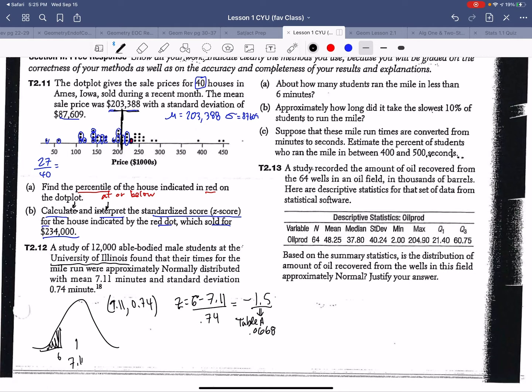So it says about how many students. Well, it's that proportion. So that's like 6.68% of 12,000, and of means multiply. Right? So I'm going to put 0.0668 times 12,000. So that would be 801.6. I can't have a fraction of a man, so I'm going to say about 802 students.